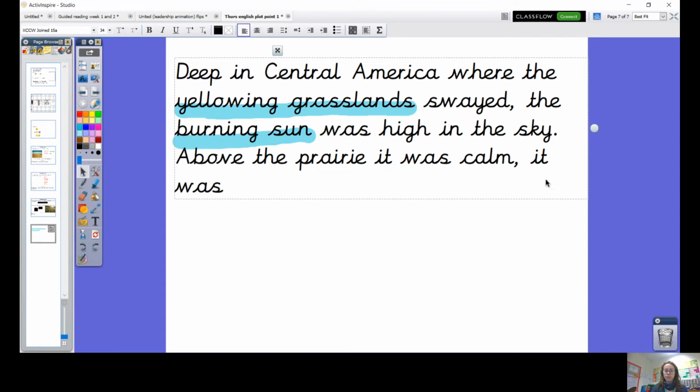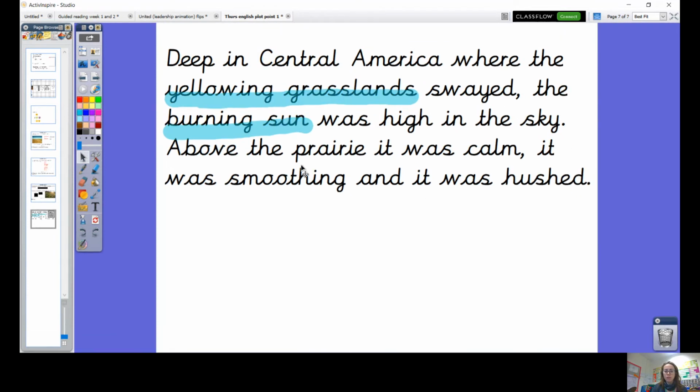It was, I'm going to use that soothing word, I think, soothing. And it was, remember that rule of 3, that makes a really effective sentence when we're repeating something, and it was hushed. I quite like that word. Okay, that is our next little sentence there. So for our repetition, we've got above the prairie, it was calm, it was soothing.